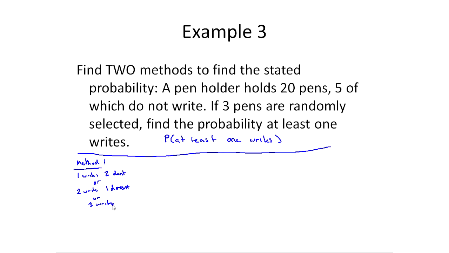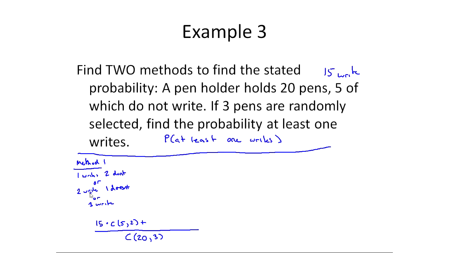First, let's think about the sample space. We're selecting 3 pens randomly from 20 pens. And so order obviously doesn't matter. So the denominator for this is going to be 20 choose 3. Now for the numerator, it's going to have each of these. So let's think about the first case. 1 writes, 2 don't. If I pick 1 that writes, let's go ahead and figure this out. So 5 don't write, so 15 write. That will be helpful to have up here. So there are 15 ways I could pick that 1 that writes, and to pick the 2 that don't, I'd have to choose from the 5, so it'd be 5 choose 2.